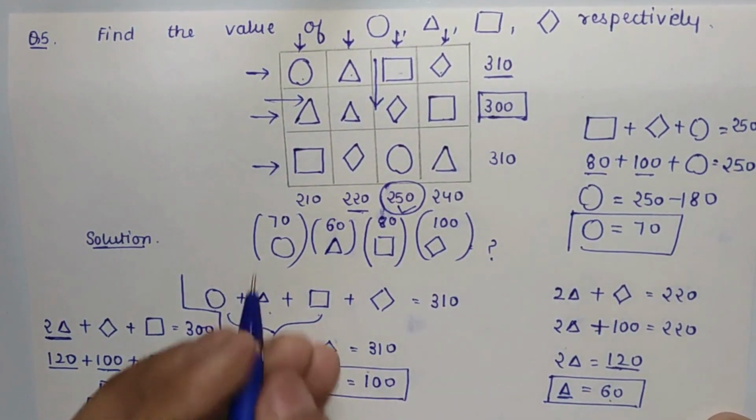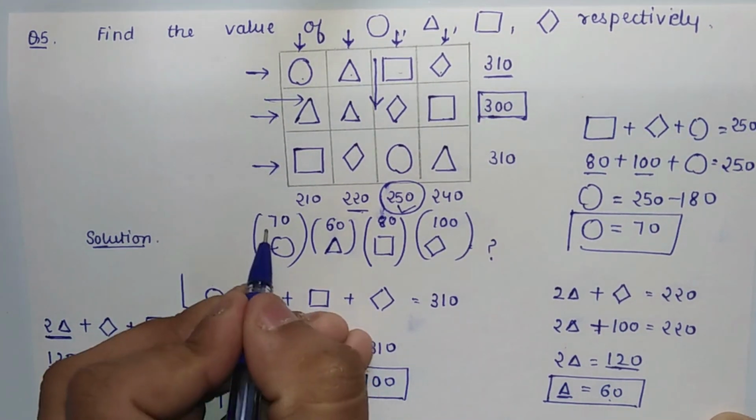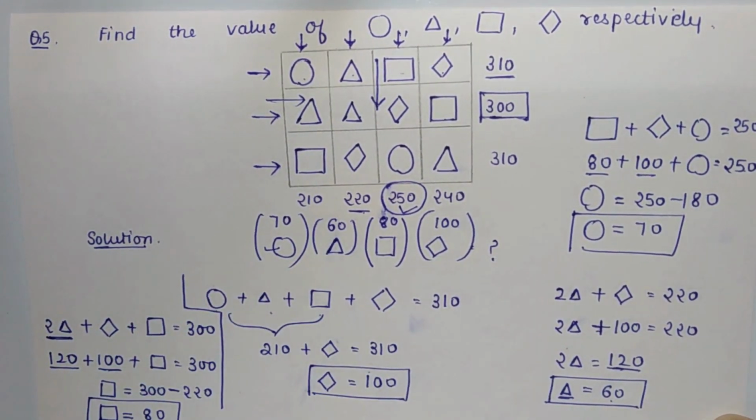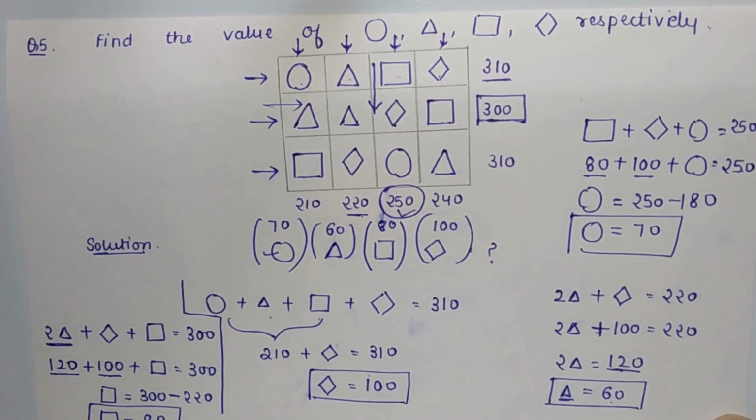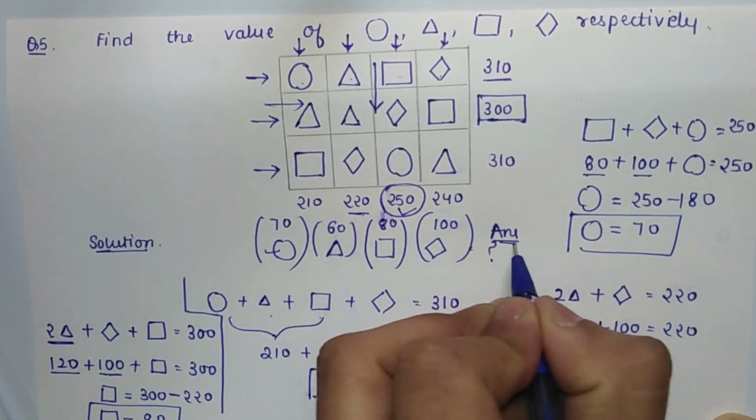So these are all the values. For circle we are getting 70, for triangle we are getting 60, for square we are getting 80, and for diamond shape we are getting 100. And this will be the answer for this question.